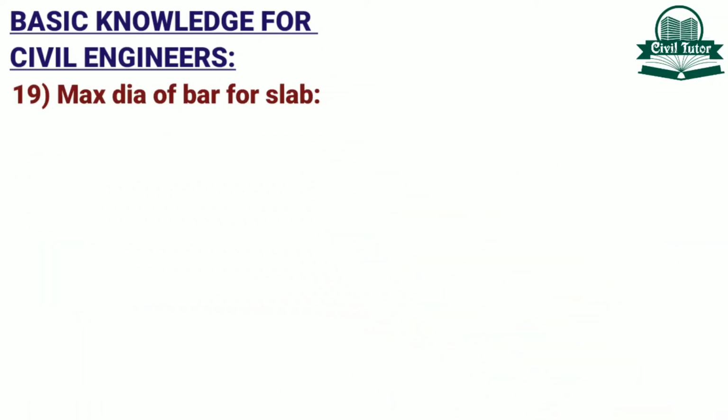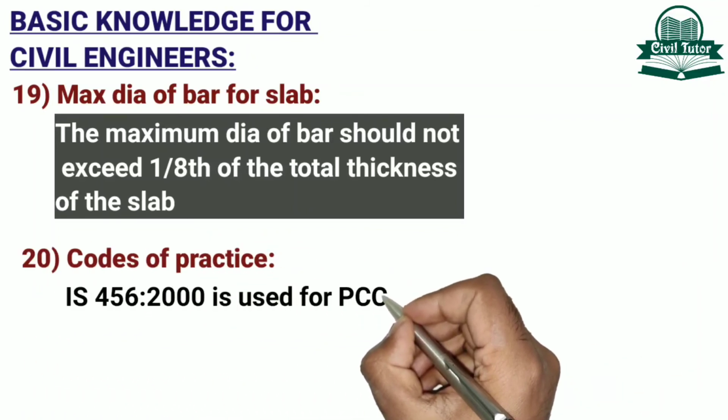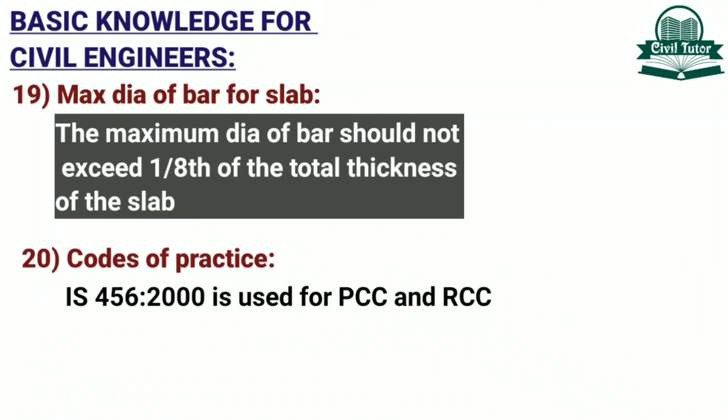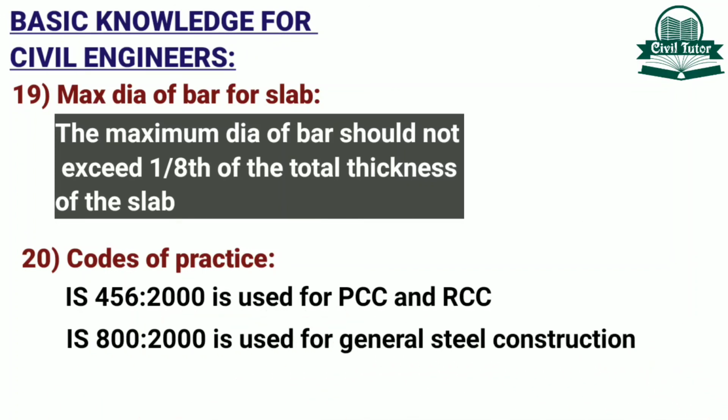As per IS 456-2000, the maximum dia of steel bar used in slab should not exceed 1/8 of the total thickness of the slab. IS 456-2000 is a code of practice used for plain cement concrete, that is PCC, and reinforced cement concrete, that is RCC. And the code of practice used for general steel construction is IS 800-2000.